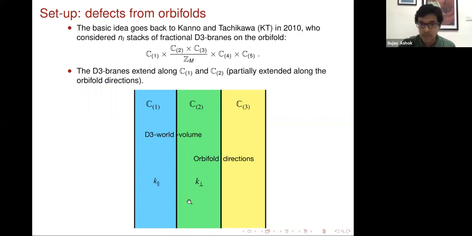So this will be this K perp. I denote momenta and so on that transfer to the defect. So we'll see that the defect will be along this first complex direction. The orbifold will be along these 2 and 3 directions, and our D branes will be along 1 and 2 directions. This was the setup that Kanno and Tachikawa did back in 2010. I hope this point is clear, that the D brane is extended partially along the orbifold. That's why the Poincare group along the D brane is broken, and only this 2-dimensional Poincare invariance remains.